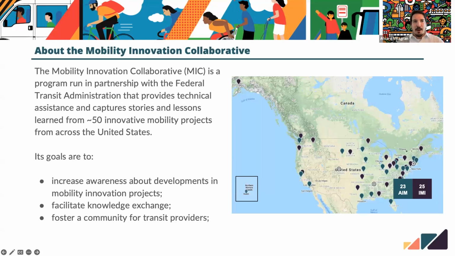So I want to tell you a little bit more about the Mobility Innovation Collaborative. That's a program where the Shared Use Mobility Center is partnering with the Federal Transit Administration to provide technical assistance to transit agencies, state DOTs, and counties that are developing innovative mobility projects. We've been supporting them in advancing and developing those projects. Part of the work we do with the agencies is to increase awareness about developments in the mobility space, to facilitate knowledge exchange between the agencies and the industry as a whole, and to foster a community for transit providers to become more innovative in the way they conduct business.